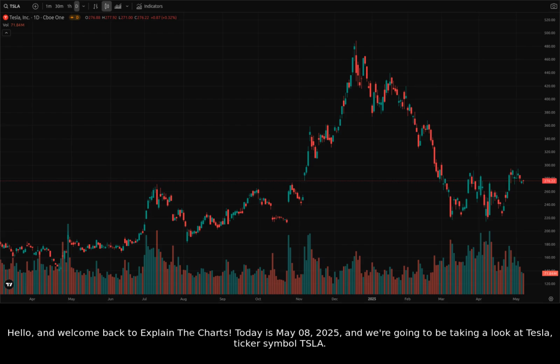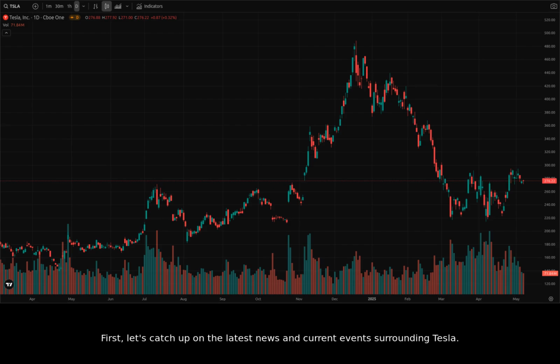Today is May 8th, 2025, and we're going to be taking a look at Tesla, ticker symbol TSLA. First, let's catch up on the latest news and current events surrounding Tesla.